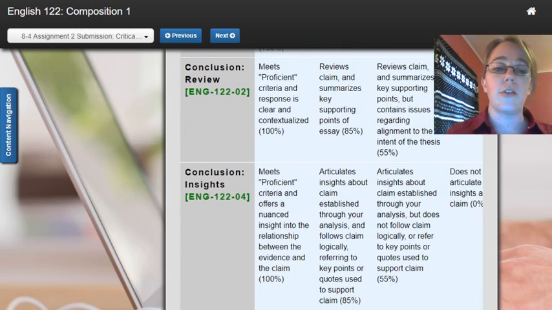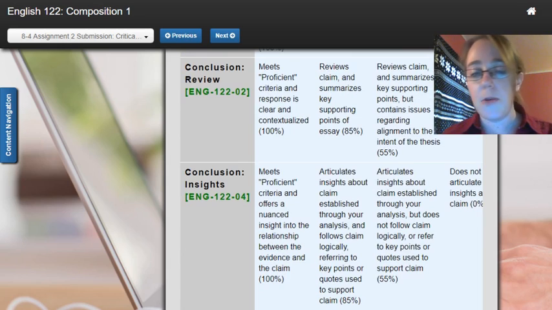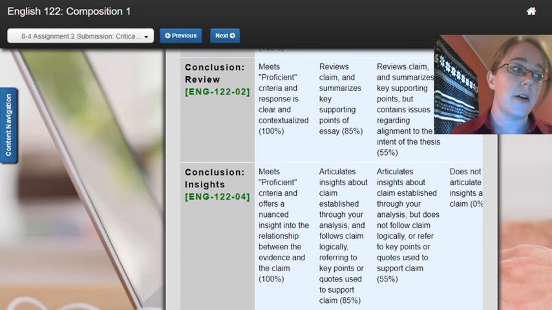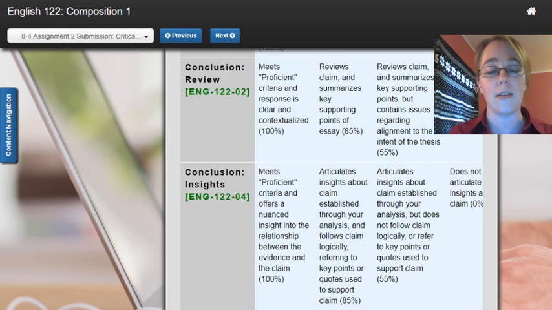Now we take a look at our conclusion. Our conclusion only needs to be 1 paragraph. And remember, with our paragraphs, we really want to make sure that they are a minimum of 5 sentences. And I'll say that again. Let's make sure our paragraphs are a minimum of 5 sentences. 5 to 8 is what we're kind of pushing for. They can be a little bit longer, but not too much longer.